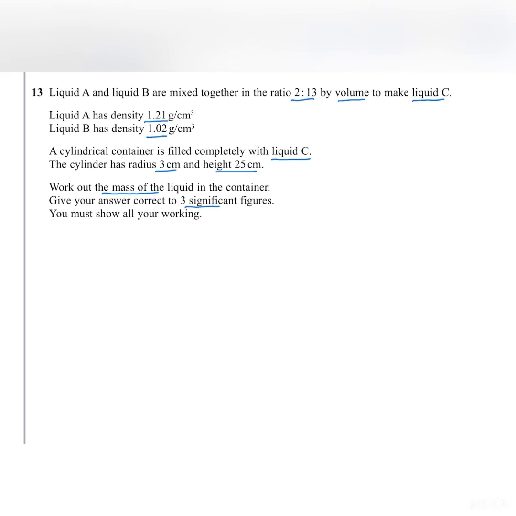Okay, now let's start off by looking at the information that we already have. So we've got liquid A and liquid B, and their volume ratio is 2 to 13. Now then, it says the cylindrical container is filled completely with liquid C, with a radius of 3 and a height of 25. So we've got a cylindrical container with a radius of 3 centimeters and a height of 25 centimeters.